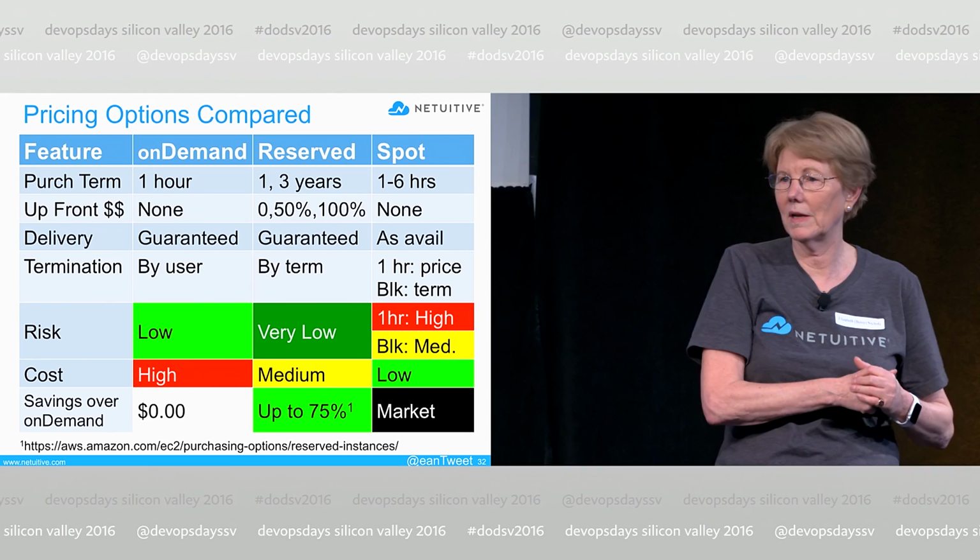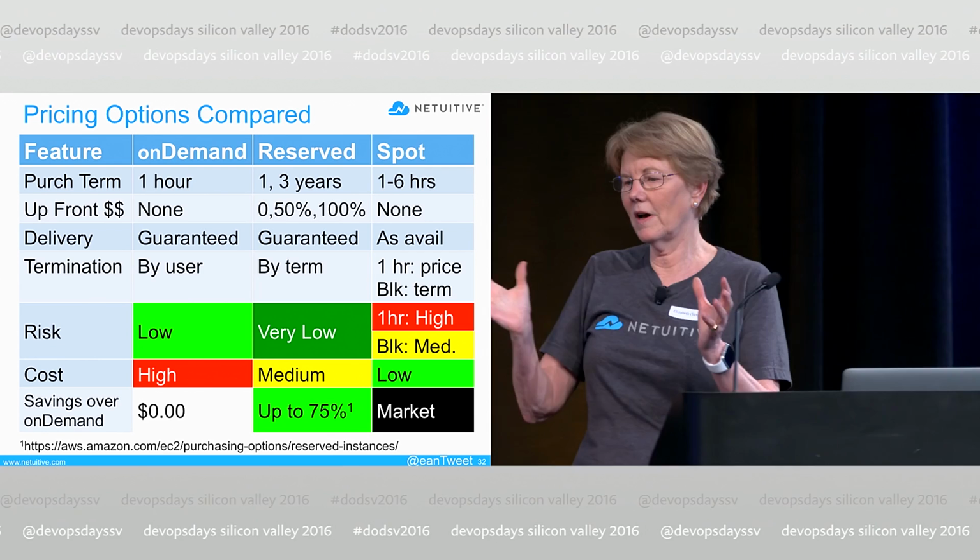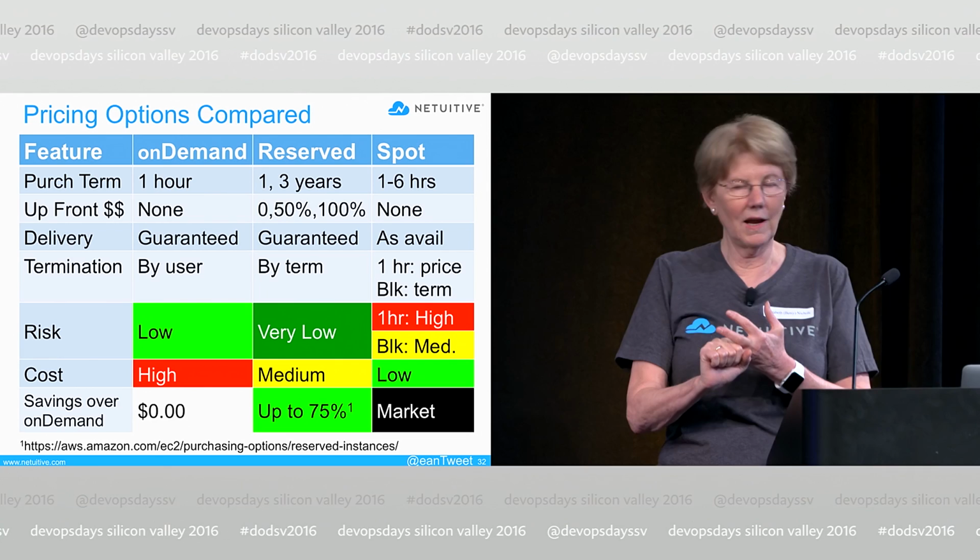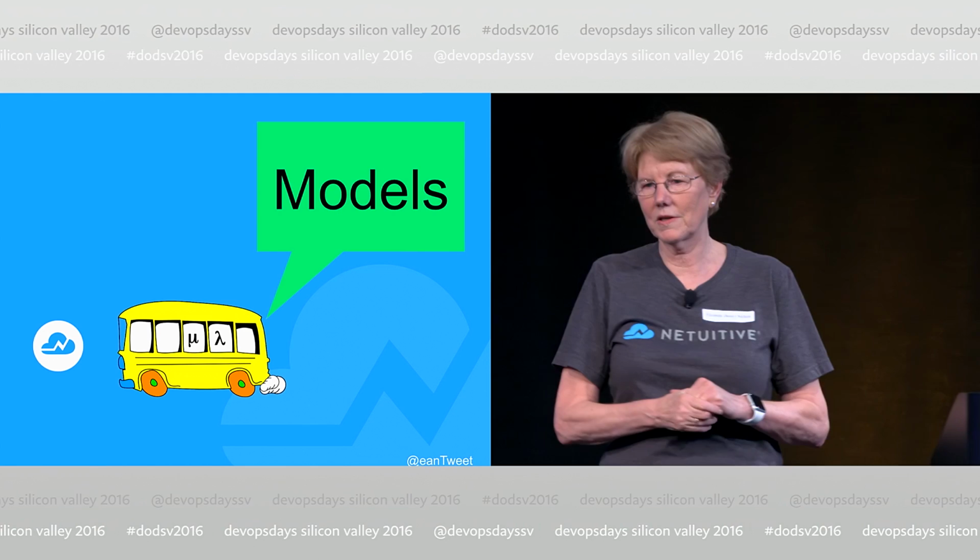Okay, so now what we've done is we've gathered information about ourselves, we've gathered information about the pricing options that AWS provides. Let's start applying some models to see what we can do to reduce cost for this particular ASG, and then theoretically, by extension, you could do it for other ASGs.